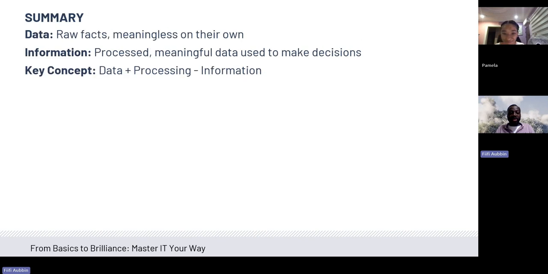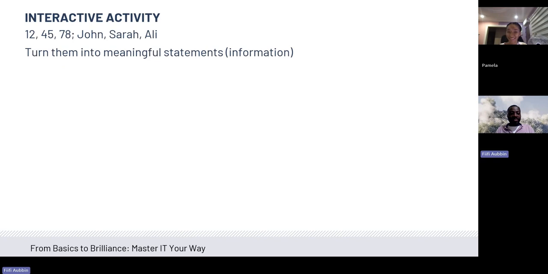Okay. Let's look at a summary of what we've done tonight. Data, we've come to understand, is raw facts, meaningless on their own. When we began the lesson, you were saying data and information are the same. Now you know they are not the same. Information is processed, meaningful data used to make decisions. And the key concept here is data plus processing gives you information. Okay. Good.